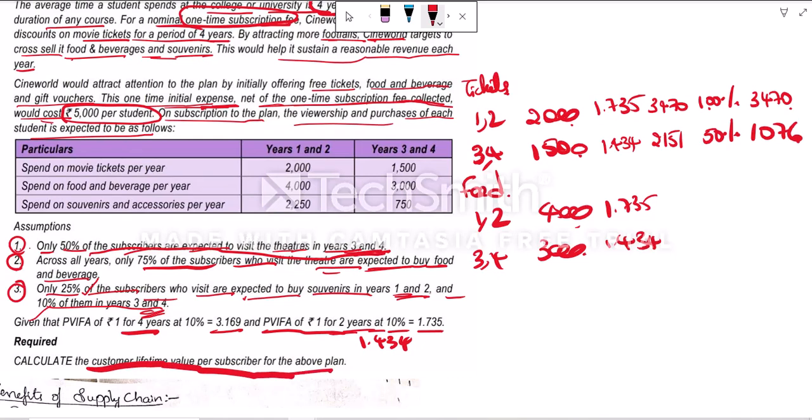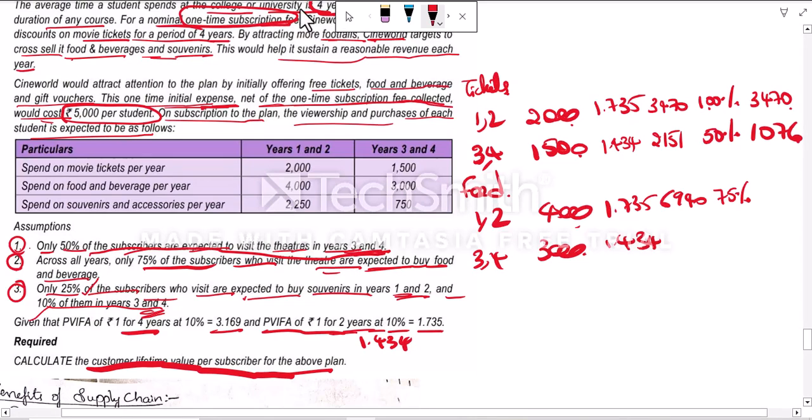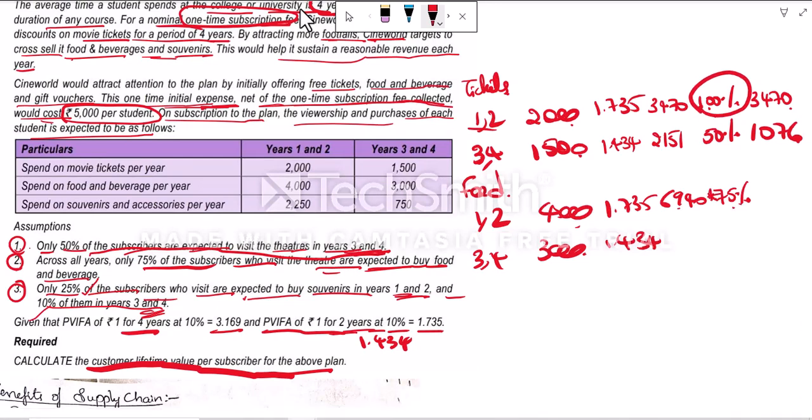We have to calculate the customer lifetime value per subscriber for the above plan. I have written the formula above, the present value. 4,000 into 1.735 is 6,940. In that, only 75% will be buying. On what should we calculate the 75%? On 100%, meaning in the first and second years we have 100%, and in that 75%. So we multiply these two: 6,940 into 75% is 5,205.